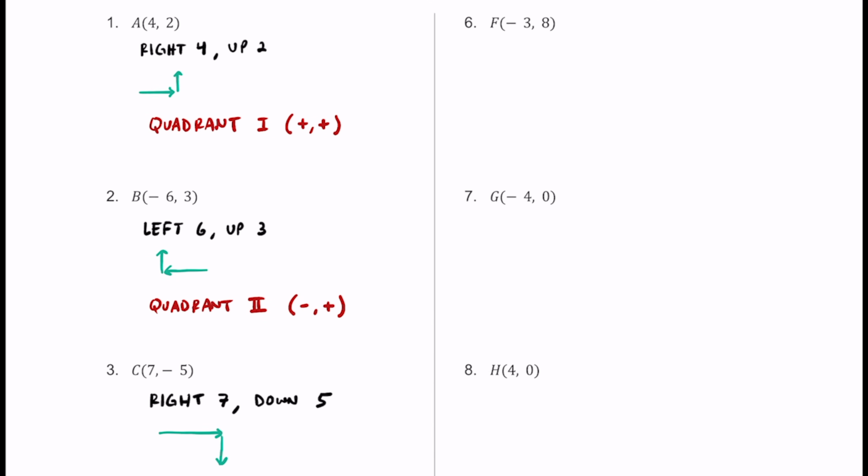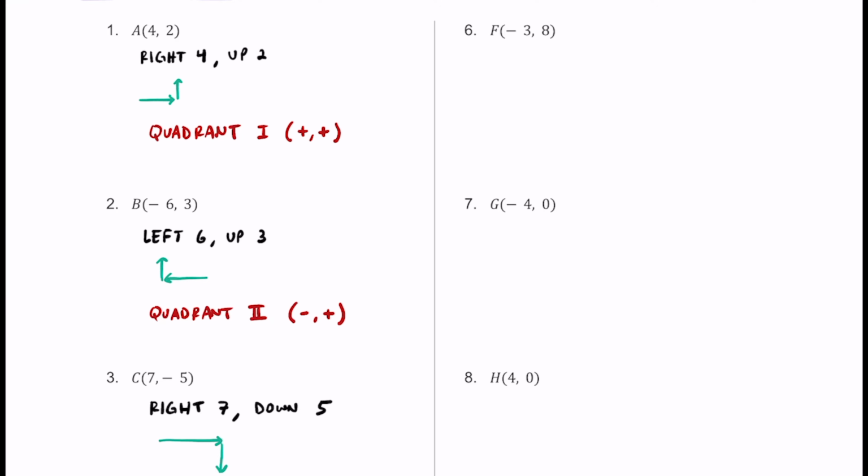Let's check out number 6. For number 6, we have point F, which is going to be -3, positive 8. The -3 really means we're going to move to the left 3 units, and then that positive 8 means we're going to move up 8 units. So again, that -3 means we're going to move to the left 3 units from the origin, and then the positive 8 means we're going to move up. That's going to bring us to quadrant 2. So I'm going to go ahead and write quadrant 2.